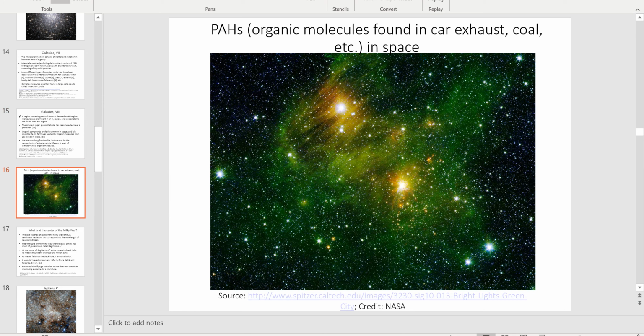This is a depiction of the interstellar medium, not the interstellar medium itself, but just an example of it. And in this picture, we actually have an example of complex organic molecules that are often found in car exhaust and coal, etc., in space. I just thought this was a really neat picture, so I wanted to show it to you.